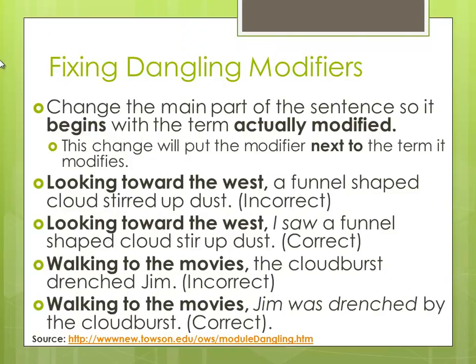And then, of course, these sentences. You need to actually change and modify the full sentence. So you need to add to it. Looking toward the west, a funnel-shaped cloud stirred up dust. Well, who looked towards the west? Looking towards the west, I saw a funnel-shaped cloud stir up dust. And walking to the movies, the cloudburst drenched Jim. Walking to the movies, Jim was drenched by the cloudburst. Switching that around. Because, of course, the cloudburst couldn't be walking.